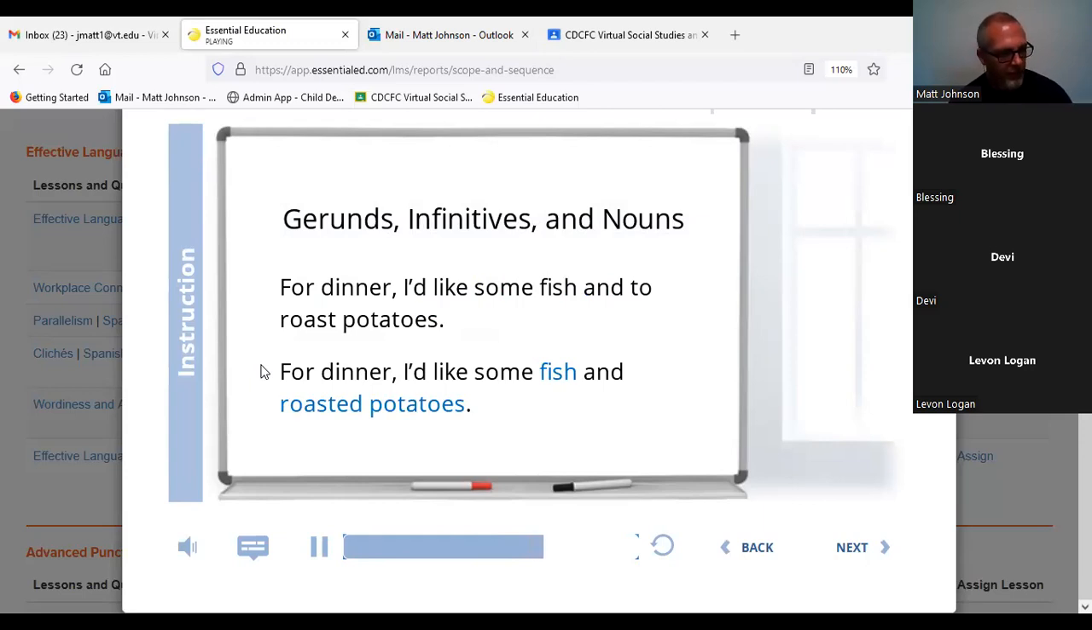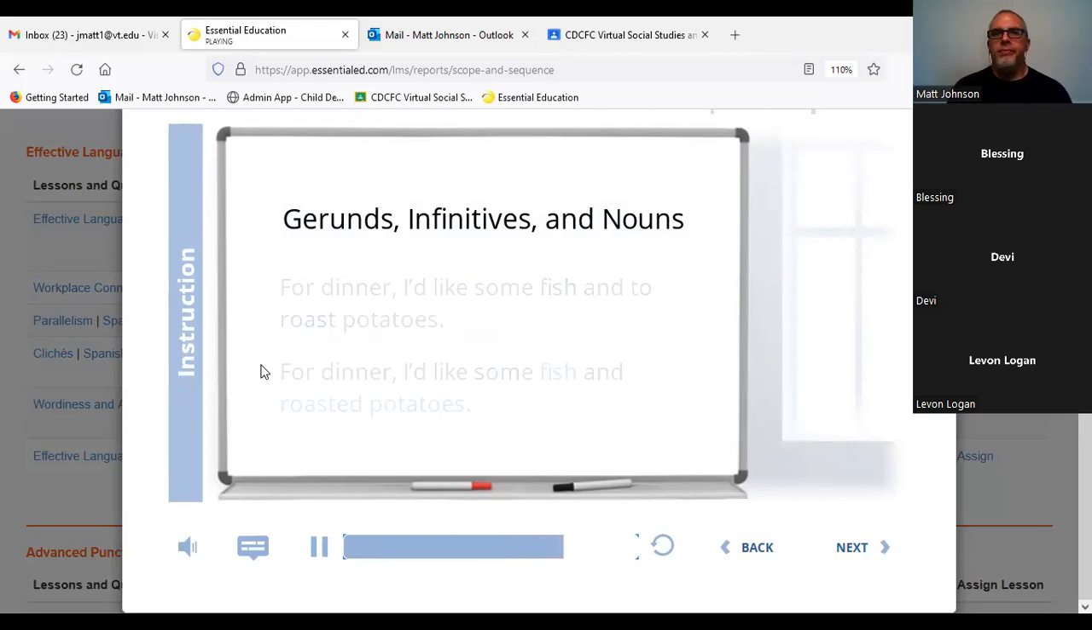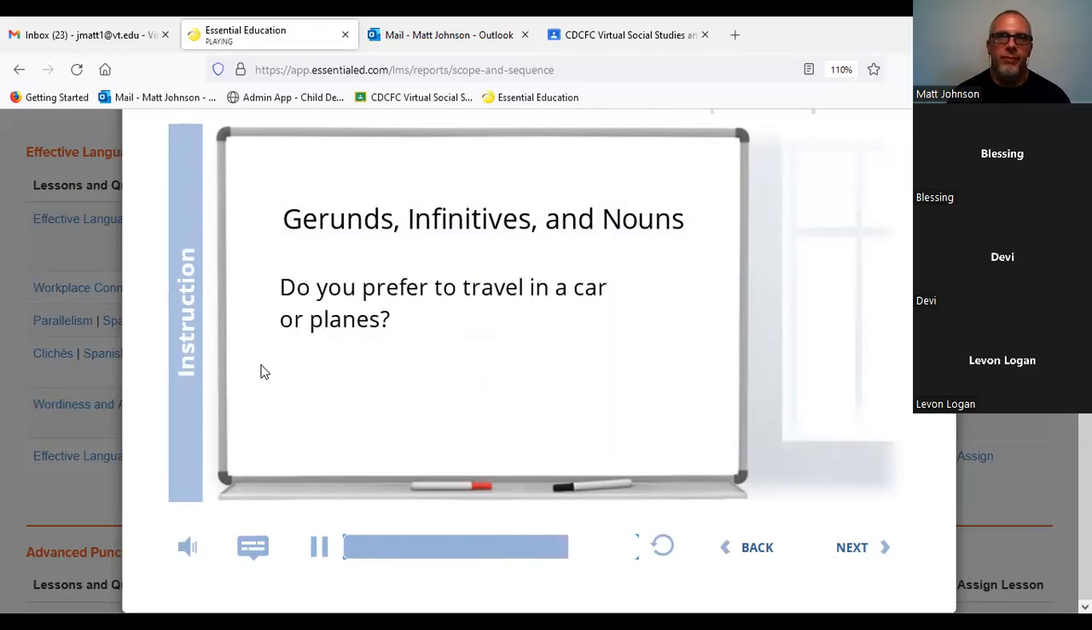Another thing you want to be aware of is the number of nouns. That means try not to mix together singular and plural nouns like this. Do you prefer to travel in a car or planes? The same sentence is better if both the nouns are singular or plural. Do you prefer to travel in cars or planes?